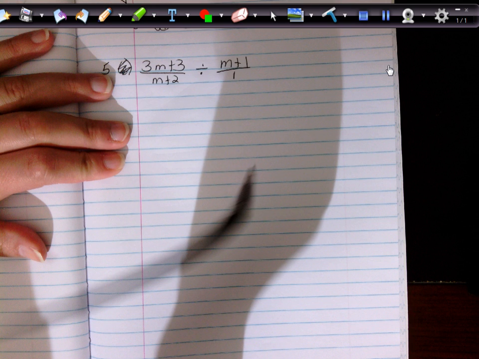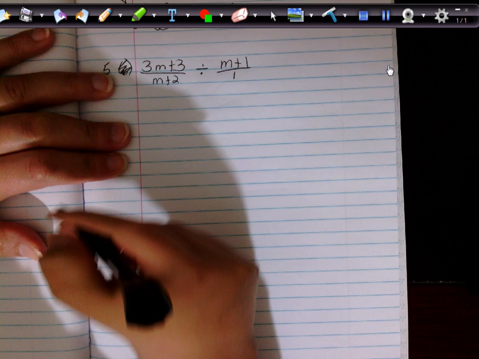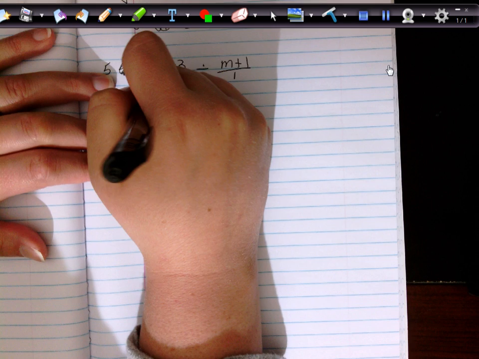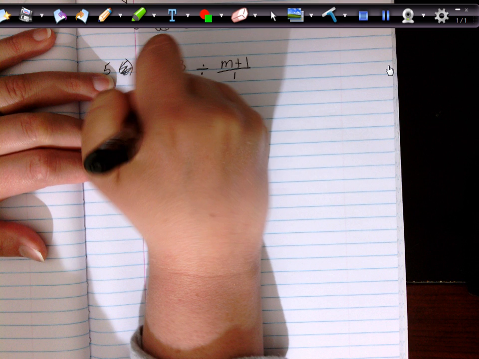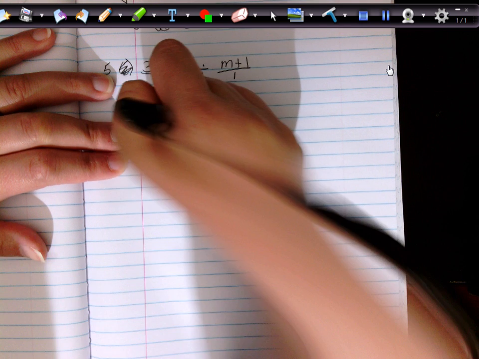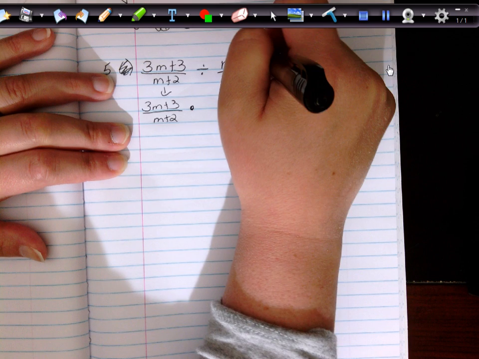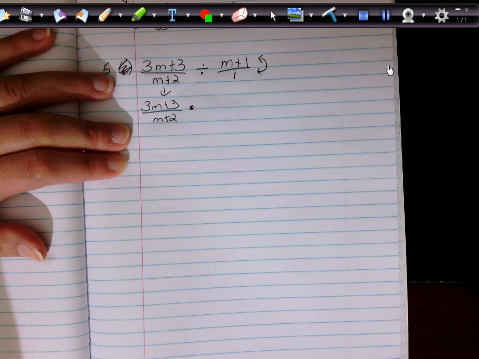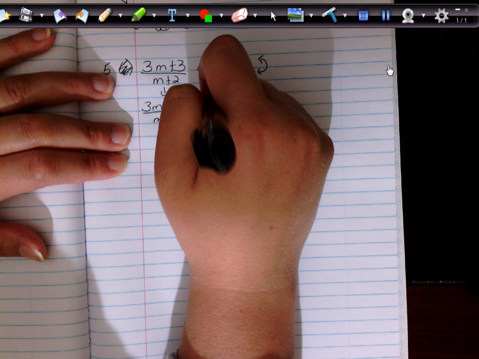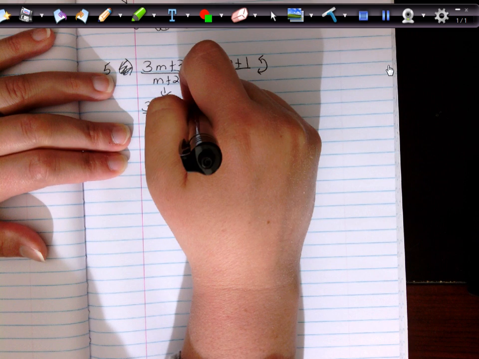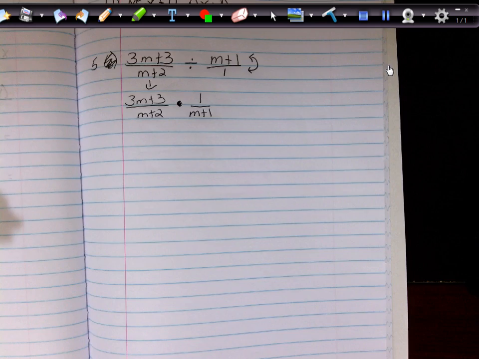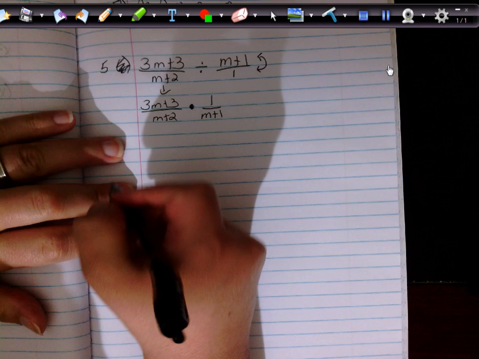Then I'm going to change my dividing to multiplying by doing the drop change flip. I'm going to drop the 3m plus 3 over m plus 2 down. I'm going to change dividing to multiplying. I'm going to flip that second fraction over. So it's going to be 1 over m plus 1. And now it looks exactly like what I've been doing. So I'm going to go ahead and set this up.